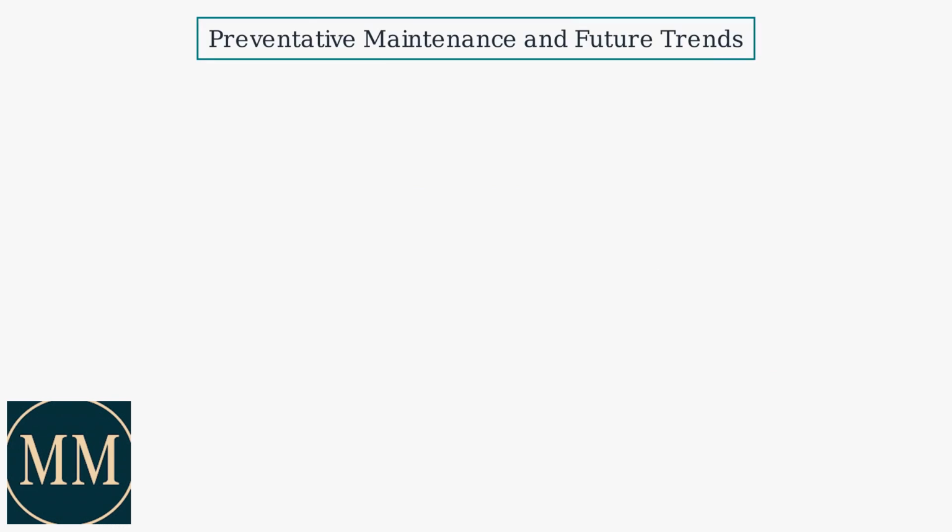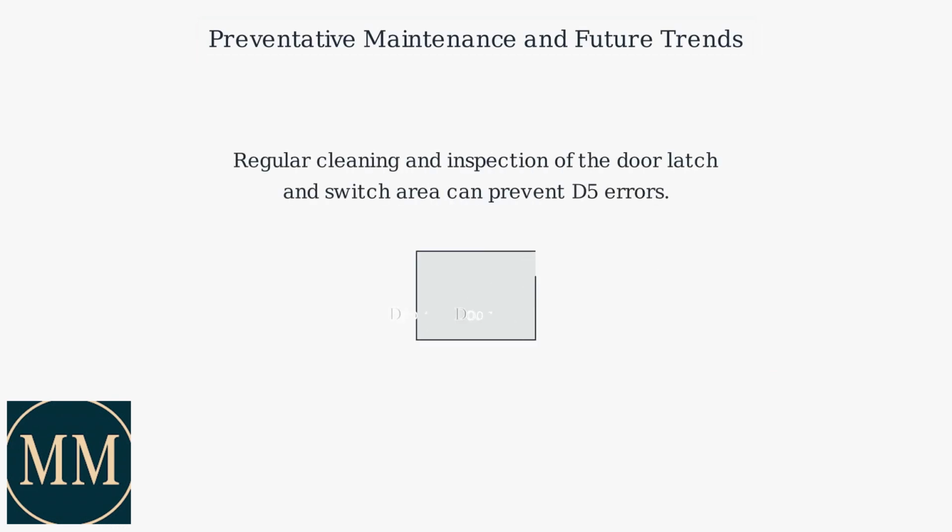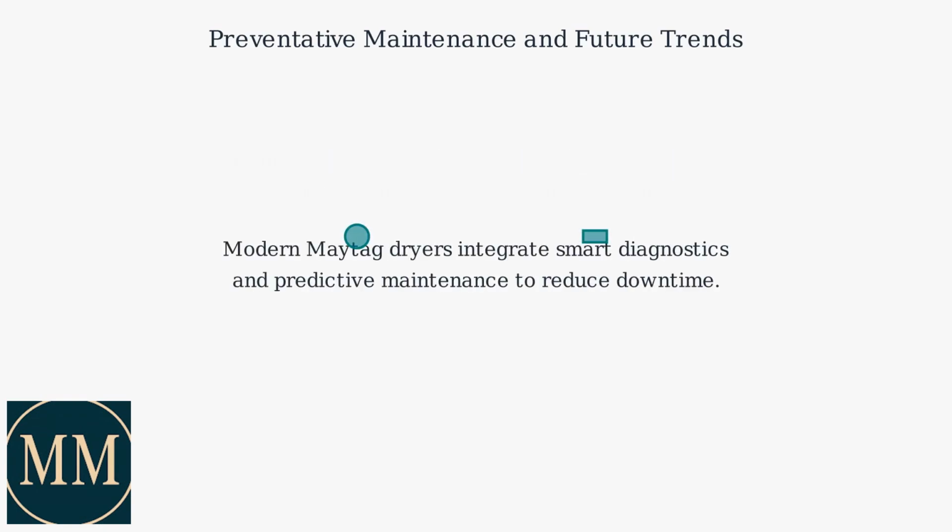Preventative maintenance begins with regular cleaning and inspection of the door latch and switch area. This simple step can prevent up to 80% of D5 errors by removing debris and checking for wear. Looking ahead, modern Maytag dryers are integrating smart diagnostics and predictive maintenance features. These use AI to predict potential issues and reduce downtime by up to 20%. For long-term reliability, consider upgrading to newer models with enhanced features and better durability. This can significantly reduce repair needs over time.